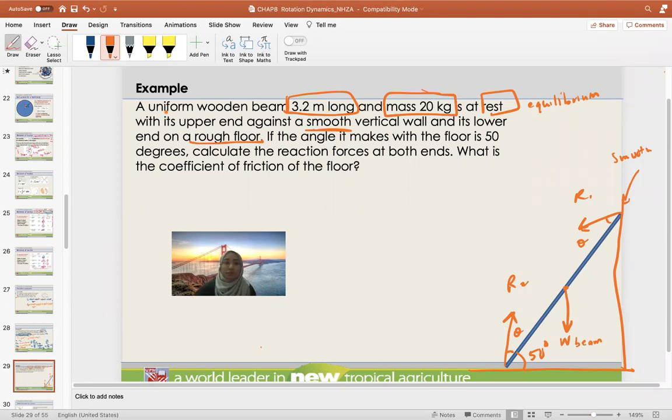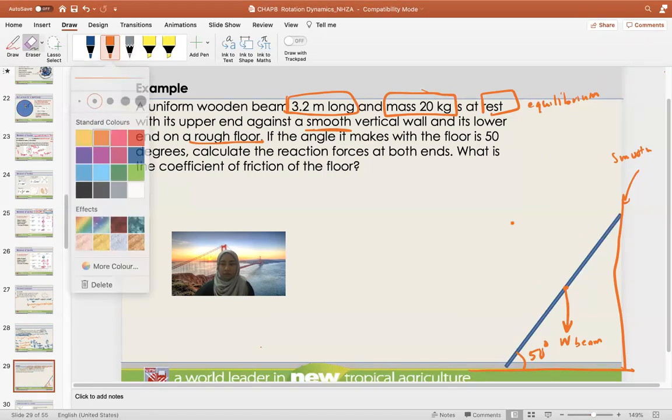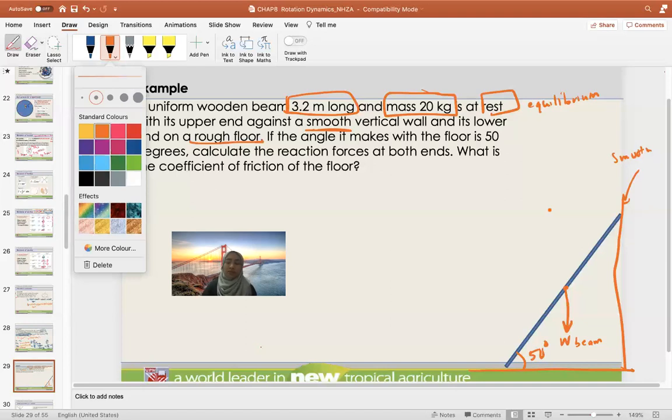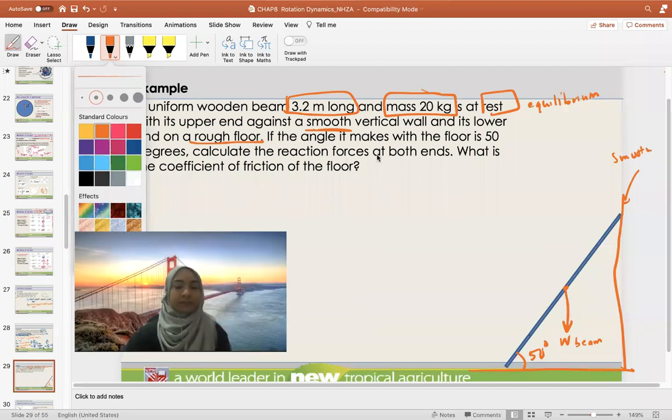Wait, this is due to the contact force, right? This is not the axis of rotation. Wait, I need to look back at this one. Let's determine our axis of rotation first. So for this beam, look at me. Can you see? Where's my mouse? Okay, it's here. So look at me.